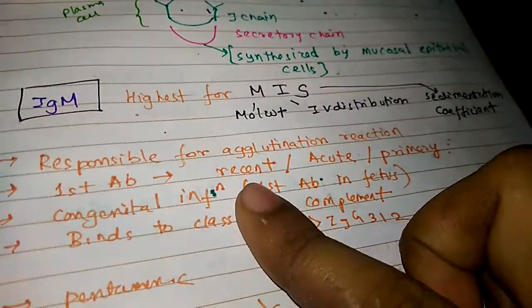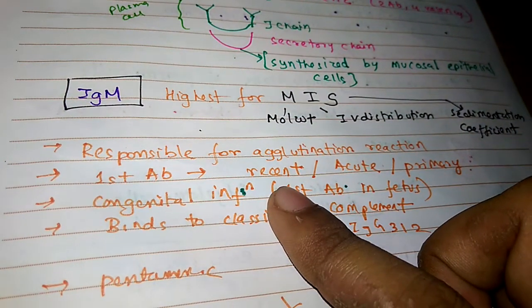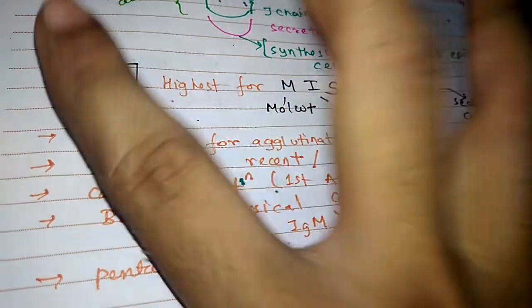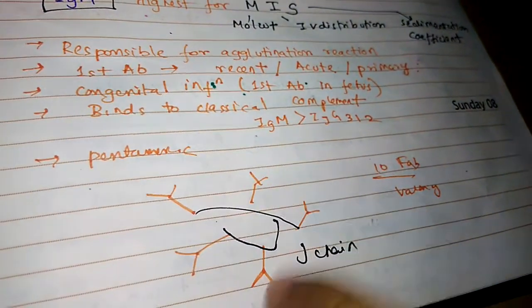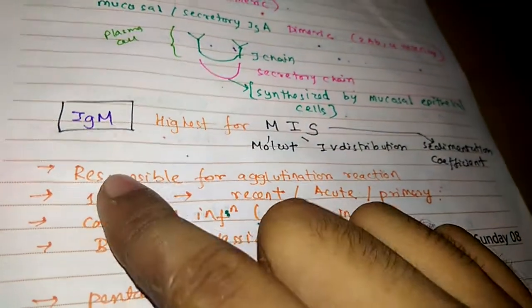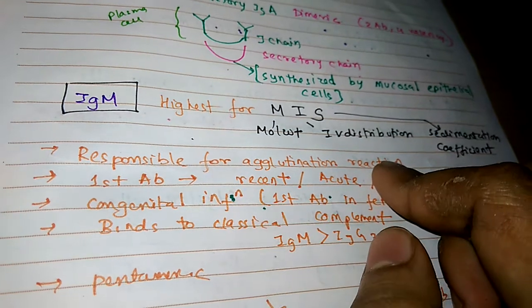And next, the famous IgM comes into action. IgM, the pentamer, very famous one. It has 5 units together like this, with a J chain, 1, 2, 3, 4, 5. And it is responsible for agglutination reaction.